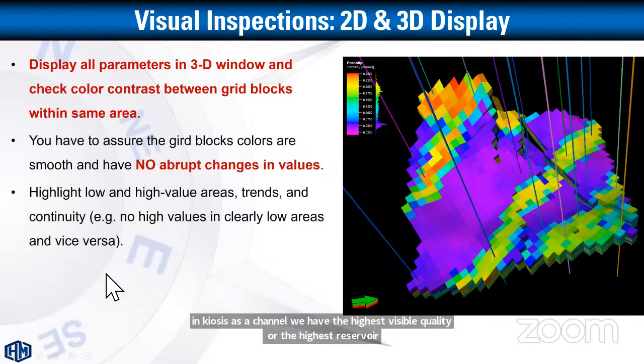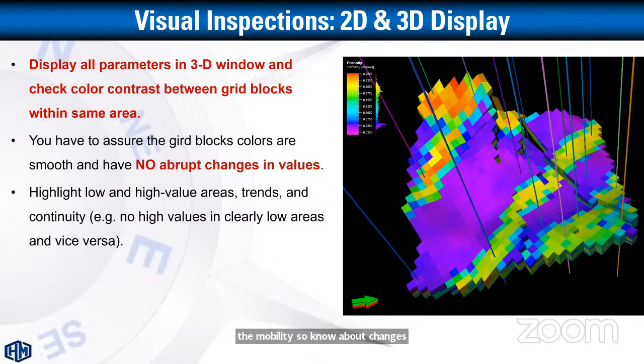So no abrupt changes in values are accepted unless you have geological justification, geological indications, or evidence for such a change in distribution.